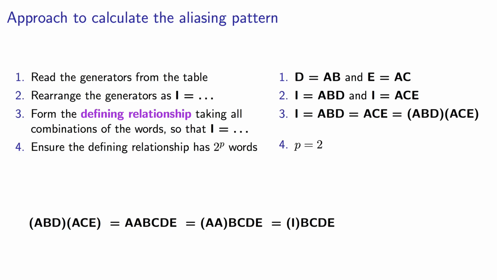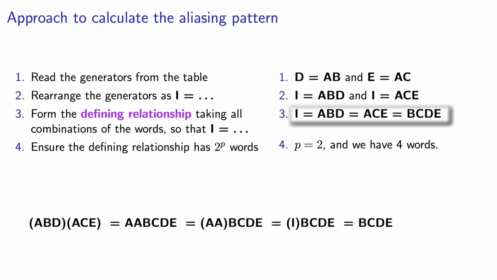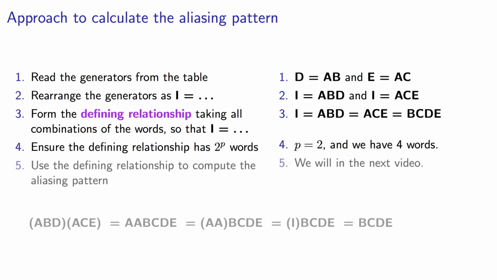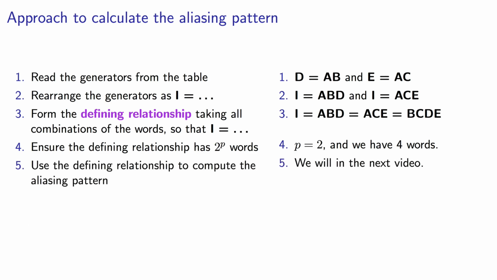Now remember that I is just a column of +1 entries, so it's kind of redundant when it's multiplied with other letters. So we can drop that and simplify it to B, C, D, E. So here's my complete defining relationship with 4 words. I equals ABD equals ACE equals BCDE. That simple set of words holds the key to figuring out the aliases. We're going to see exactly how to do that in the next video.